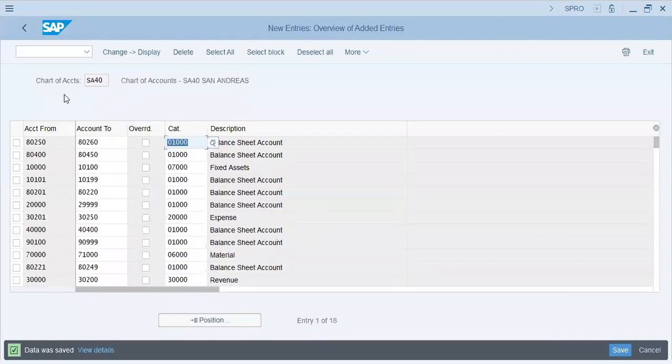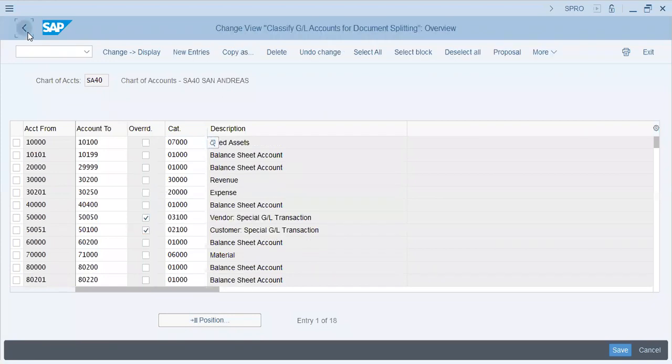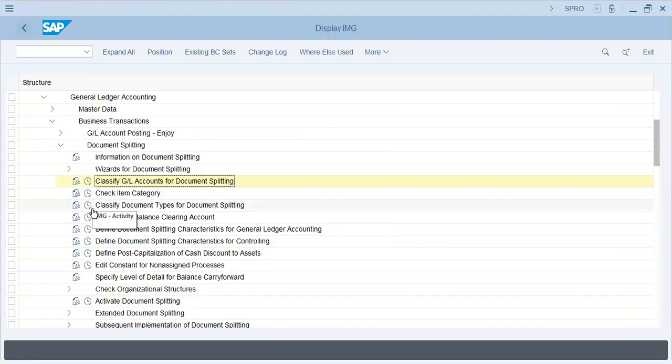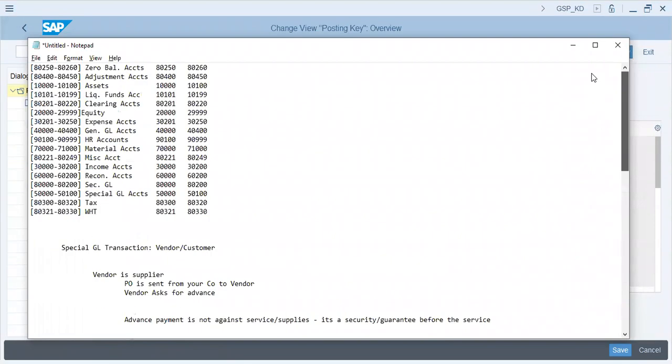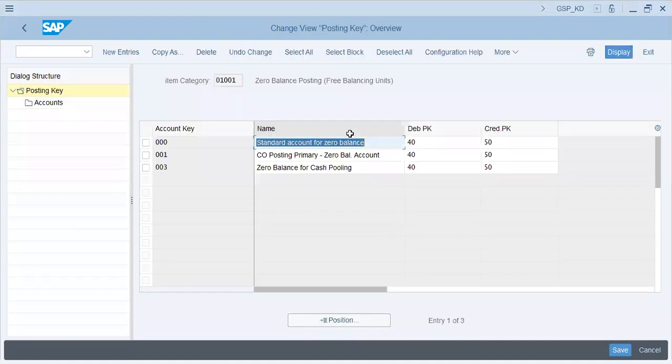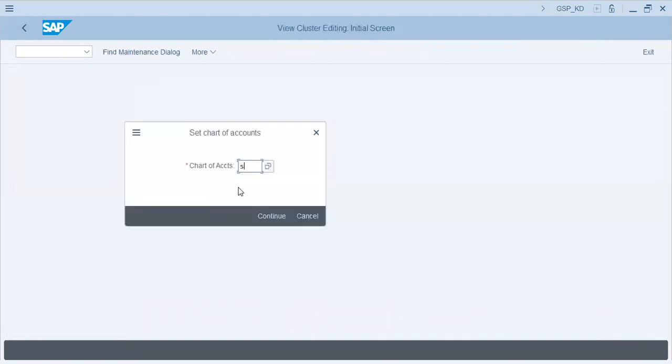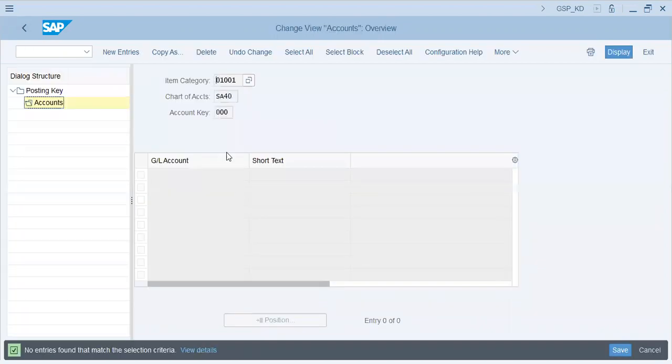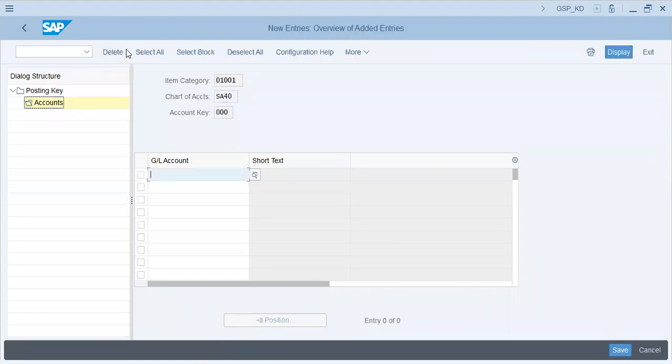Okay, SA40. Document type 0 balance, clearing accounts. 0 balance is 80250. Standard account for 0 balance. Accounts SA40. New entries. Save.